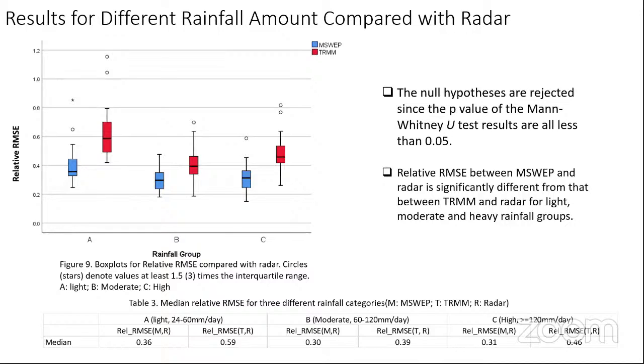So based on these 2 analyses, we can see that MSWEP produces rainfall values closer to the rain gauge and the radar for the 3 different rainfall categories: light, moderate, and high. This means the MSWEP has the potential to overcome the disadvantage of the TRMM, since we know that TRMM usually overestimates the light rainfall and underestimates the heavy rainfall.